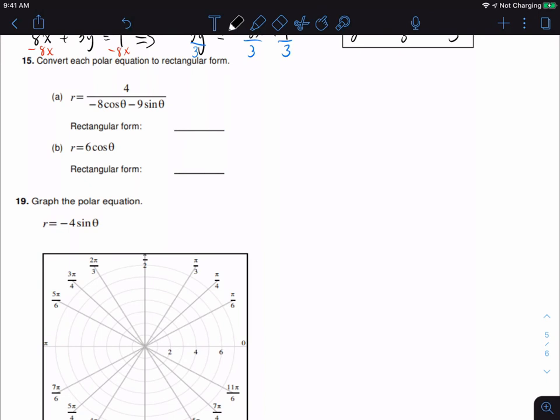Leah, they're just trying a problem. They're trying a 15A right now. So if you want to try it real quick, that'd be great. I'm giving them a few more minutes.